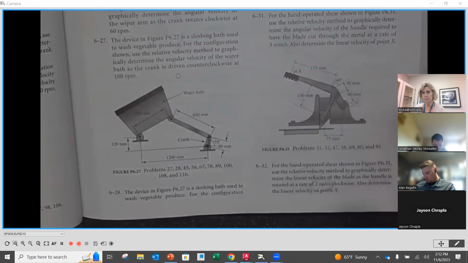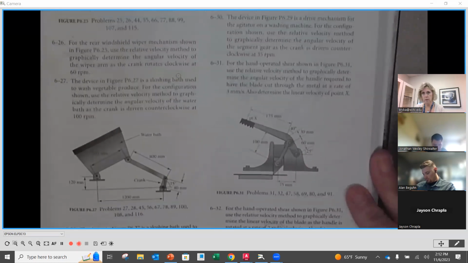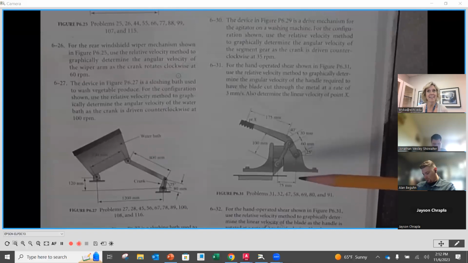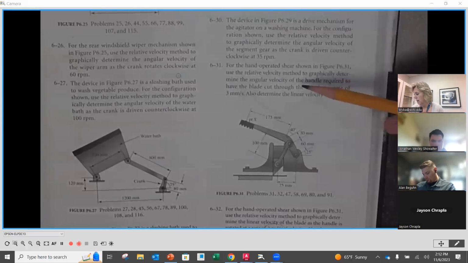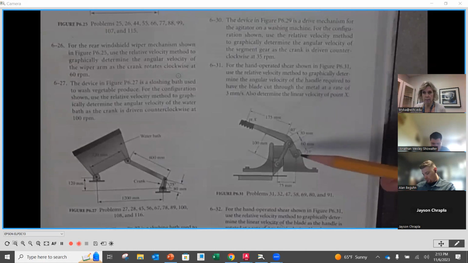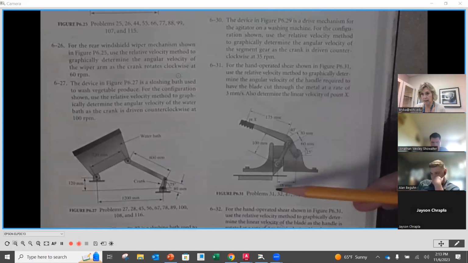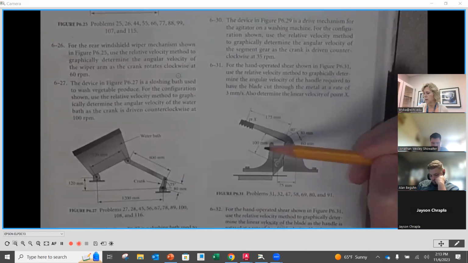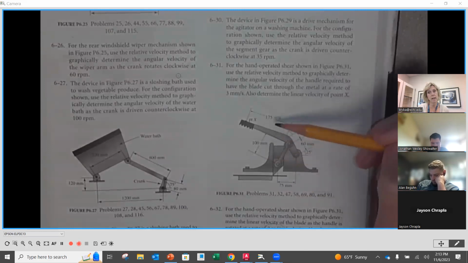And then the last two problems that you have are going to be numbers 31 and 32 related to this shear, which I think also looks like a familiar mechanism for us. In this one, we want to graphically determine the angular velocity of the handle required to have the blade cut through the metal at a rate of 3 meters per second. So that means it's going to be going down at 3 meters per second. So you'll know the final velocity of the blade this time, vertically down. And they want to know what is the angular velocity then of our handle coming back.